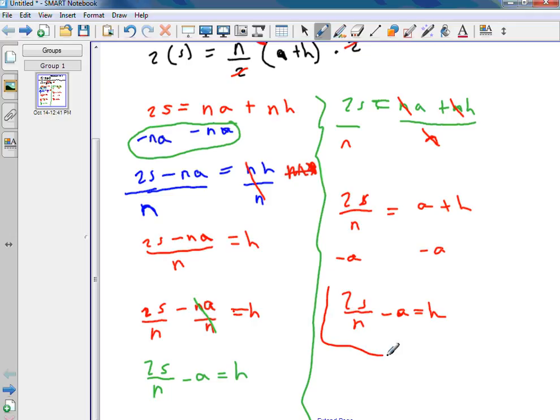So what do I want to do at the very end? Let's box this up. That box, now this one's boxed.